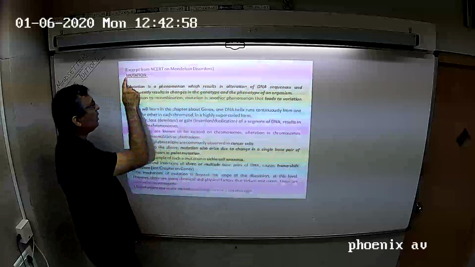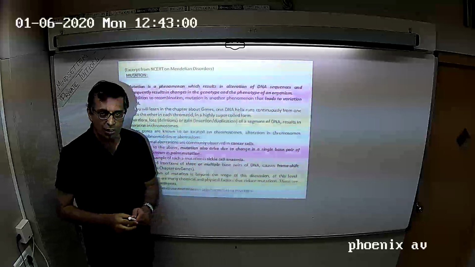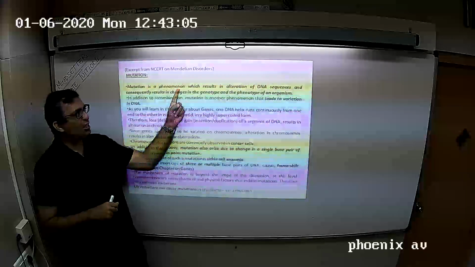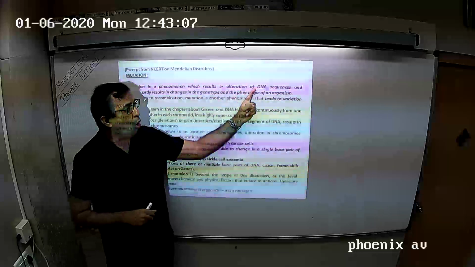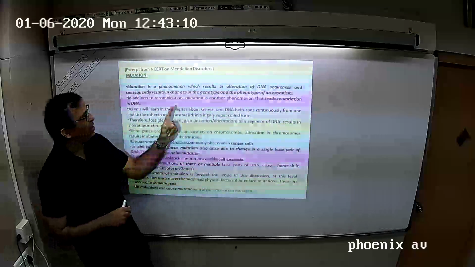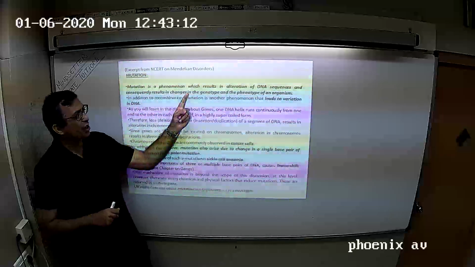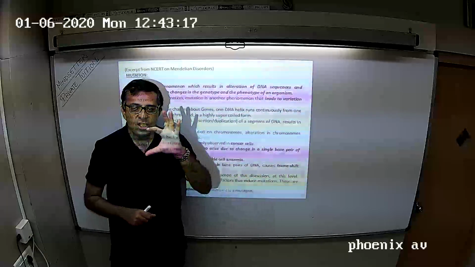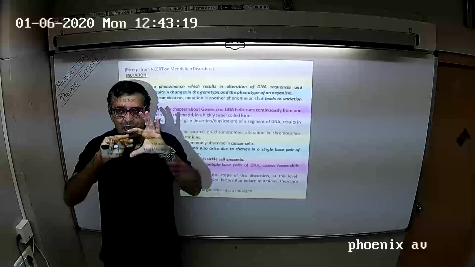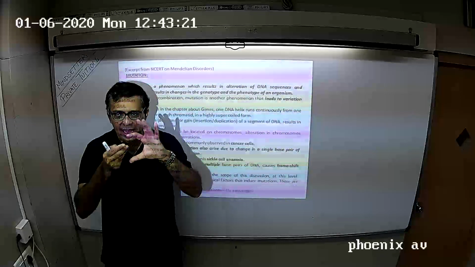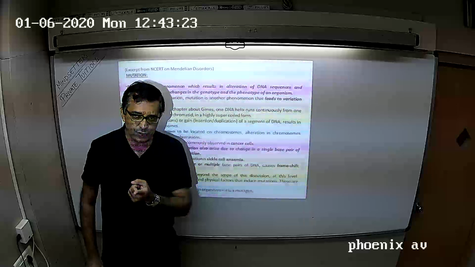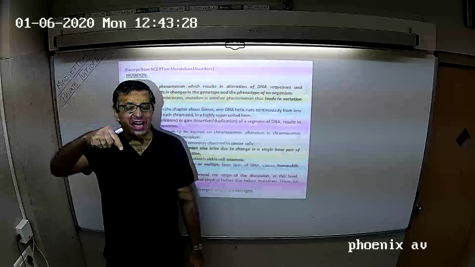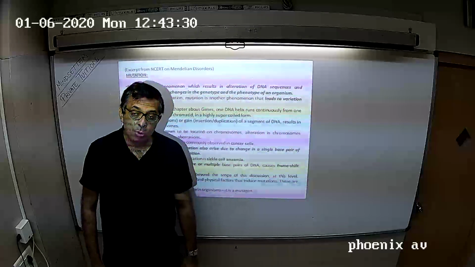First, we talk about the concept of mutation. So, what exactly is a mutation? Mutation is a phenomenon which results in the alteration of DNA sequences and consecutively changes in the genotype and the phenotype of an organism. When there are alterations in the DNA sequences, the genotype changes. As the genotype changes, the phenotype will change, and that is scientifically called a mutation.